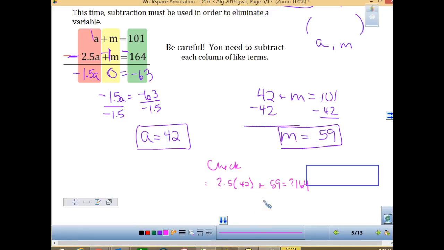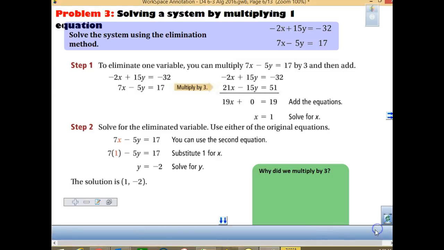Did it work? You can't check it in the first one because you used the first one to solve. And that's the mistake some people made when doing the substitution. They got this answer using the first equation, and then to do the check, they used the same equation. Well, of course it's going to work. You just solved for 59 in this one. So if you plug in 59 and 42, it's going to work. You can't use the same equation you just used. You have to use the other one for the check. It'll work perfectly, but you don't know if you did it right. It'll always work because that's the one you used.